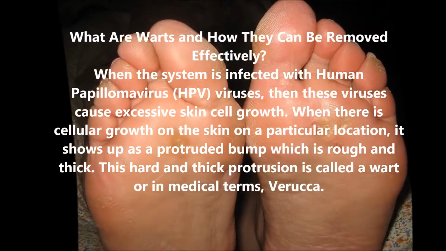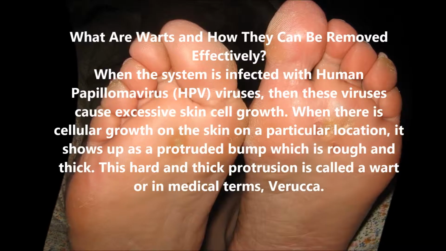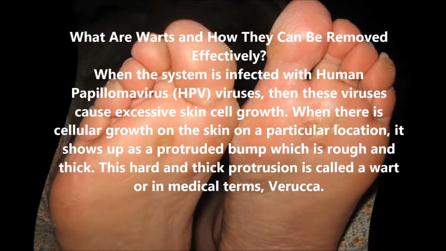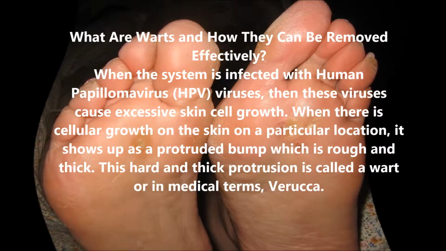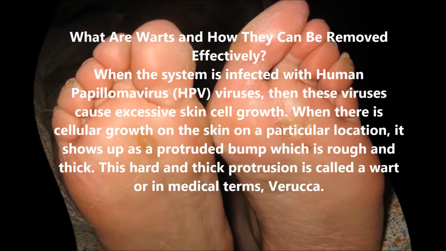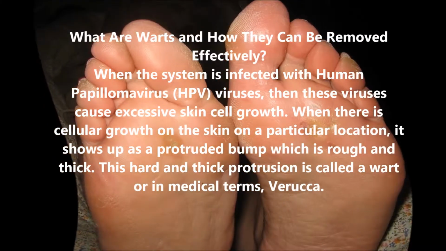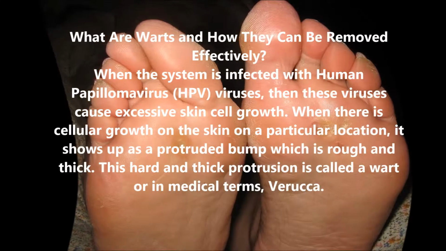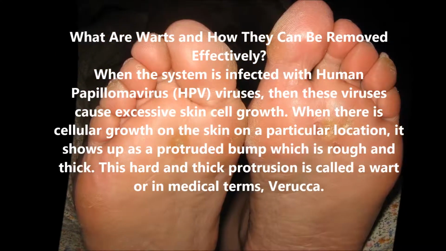What are warts and how can they be removed effectively? When the system is infected with human papillomavirus, HPV, these viruses cause excessive skin cell growth. When there is cellular growth on the skin in a particular location, it shows up as a protruded bump which is rough and thick. This hard and thick protrusion is called a wart, or in medical terms, verruca.